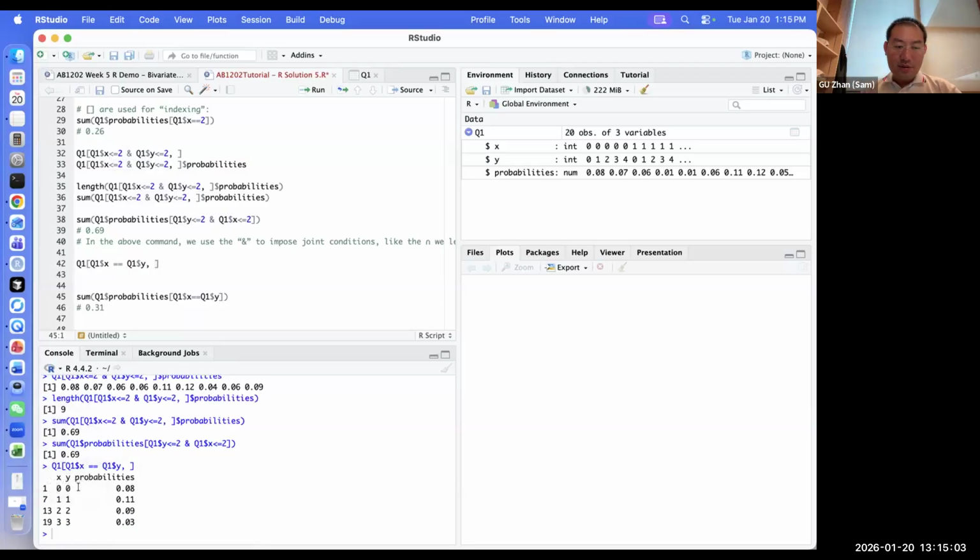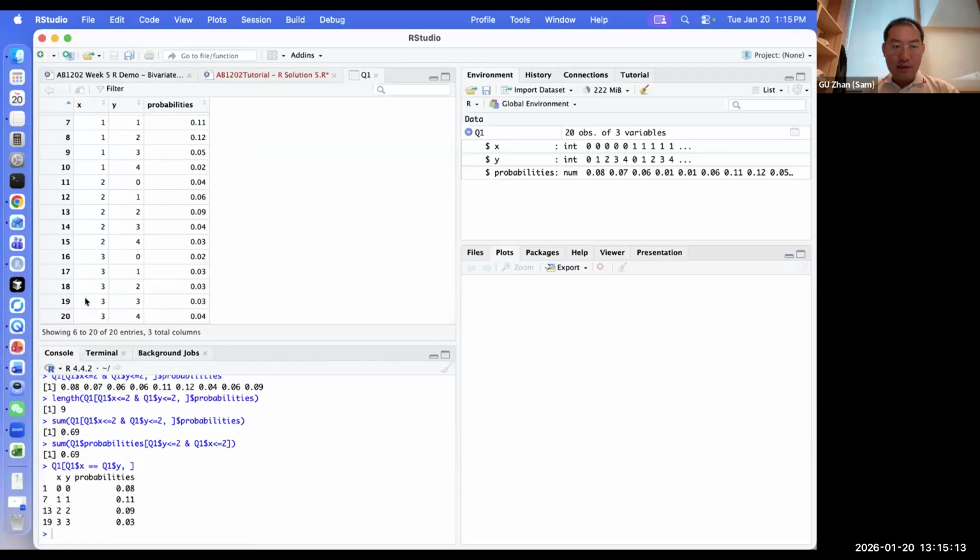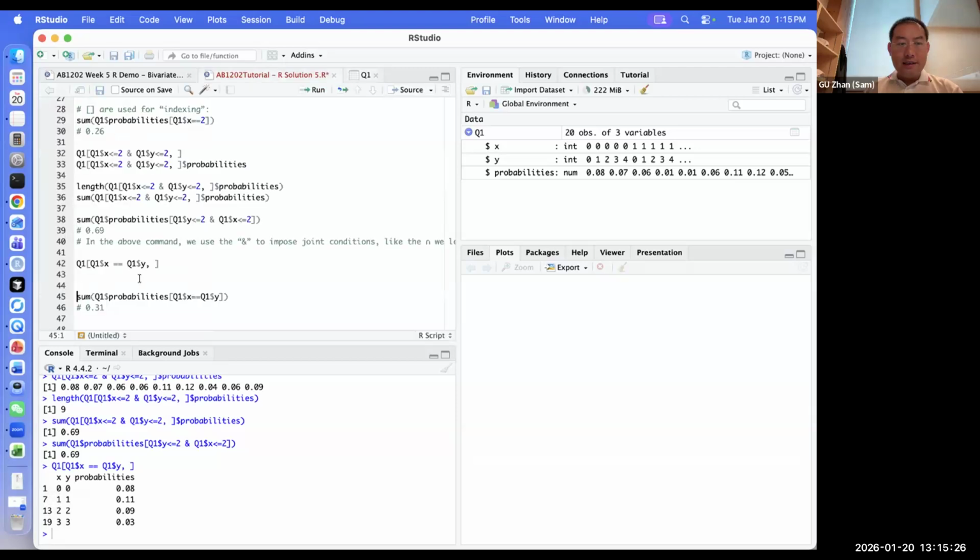So I see 0, 0, 1, 1, 2, 2, 3, 3. We just verify one. Say x equal to 3, y equal to 3. This is row number 19. So let's go back to Q1. Row number 19: 3, 3, 0.03. It's correct, right? Row 13 is 2, 2, 0.09. All correct. So we have 4 lines, and so 4 probabilities.